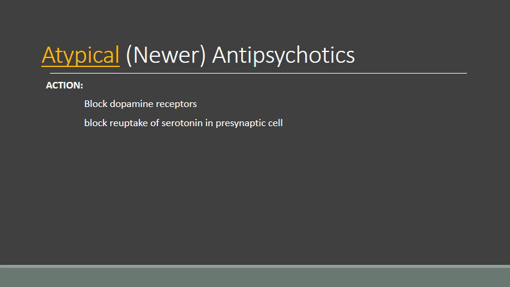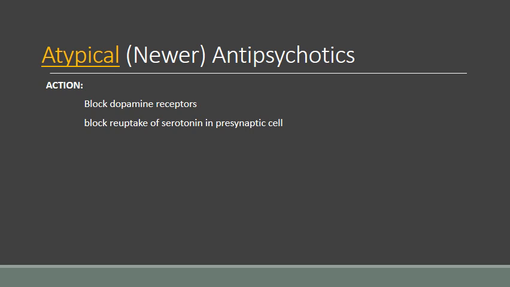It is possible for a person on atypicals to have all the same side effects that we talked about with the typicals, but if they do, they're going to be less severe. Okay? Now the action here is they block the dopamine receptors, so that's the same as with the typicals, right? And therefore they're going to work on positive symptoms, but they also are going to block the reuptake of serotonin in the presynaptic cell. So that basically they're enhancing the effectiveness of serotonin.